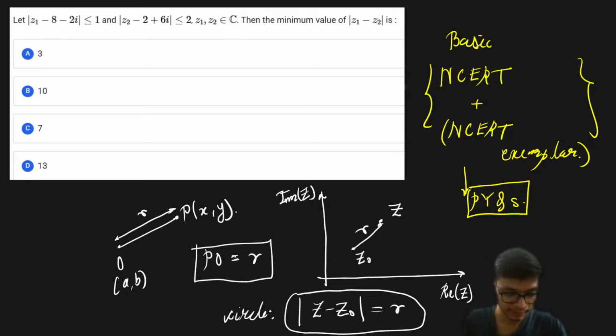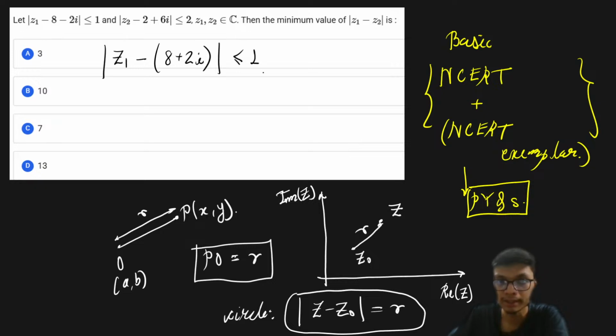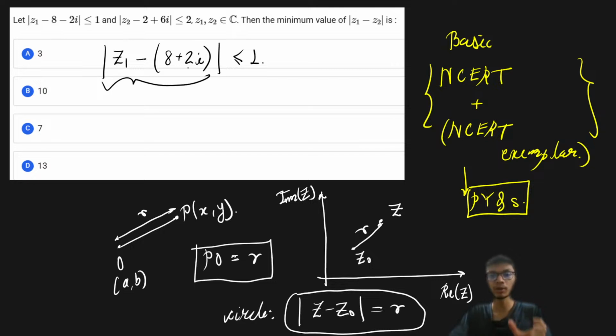If you look at this question, we see that the expression is given as mod of z1 minus 8 plus 2 iota is less than or equal to 1. This particular quantity is nothing but the distance between z1 and the complex number 8 plus 2 iota. So it is talking about the distance from z1 to this complex number being less than or equal to 1. And so this is the first equation.